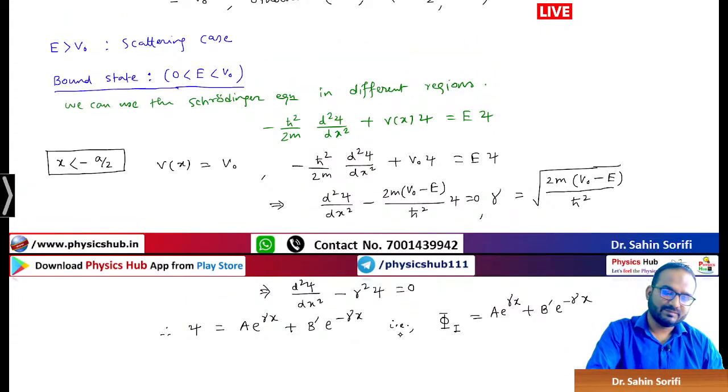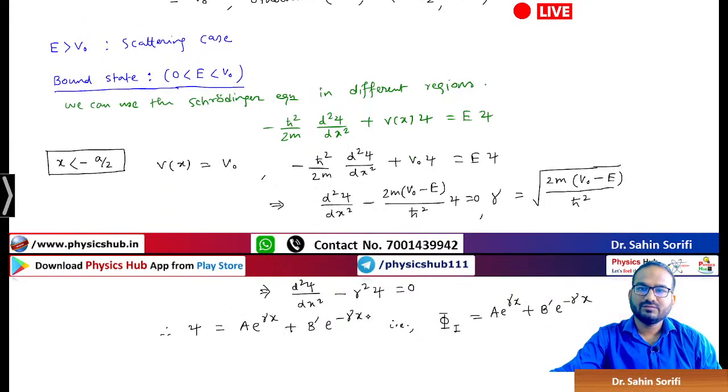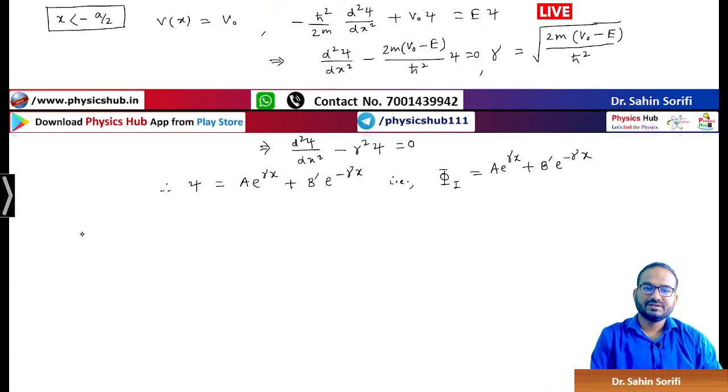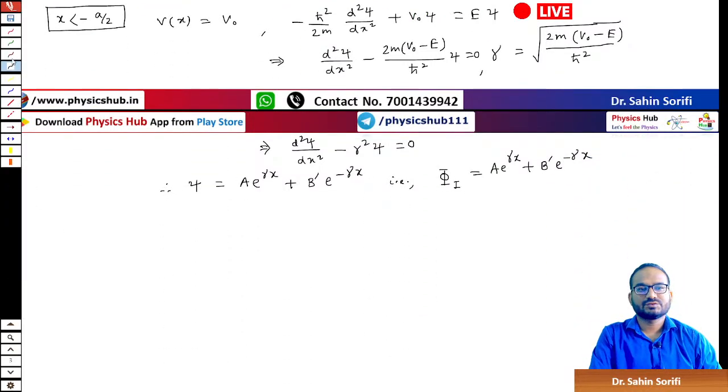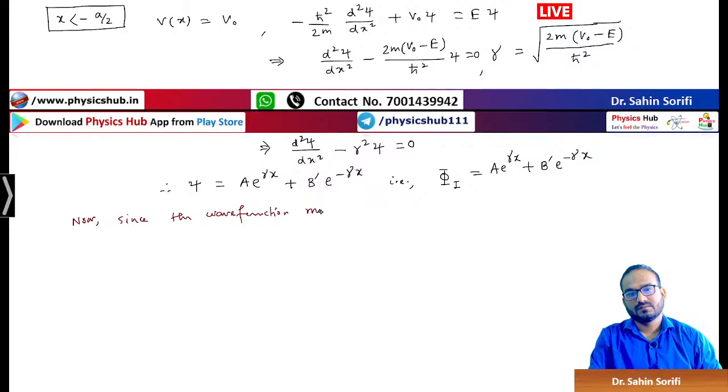Now we are using the boundary condition. What is the boundary condition? We have told you the property of the wave function, that the wave function must vanish at x equals to plus minus infinity. Now you see, since the wave function must vanish at x tends to minus infinity.